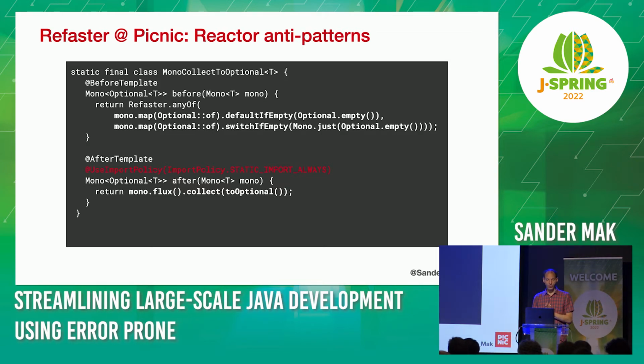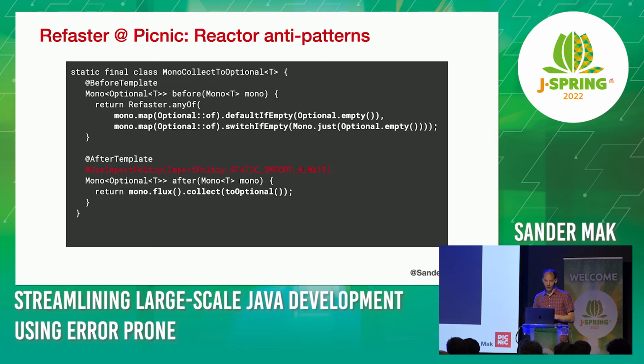Another example, we also use Reactor in some of our services, so the reactive programming API. And over time, you will find that there's some anti-patterns that creep into your code. And rather than discussing this in every pull request every time and maybe missing a few, we strive to encode these anti-patterns as rewrite rules using Refaster.